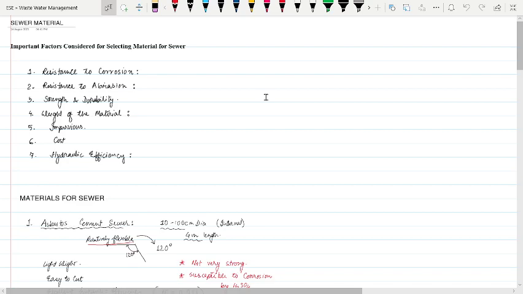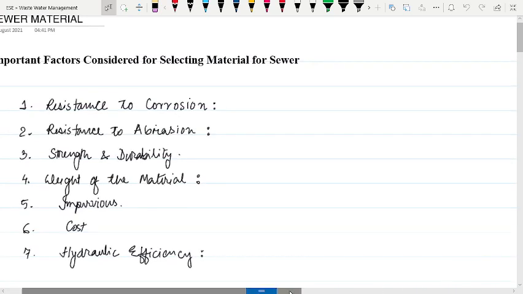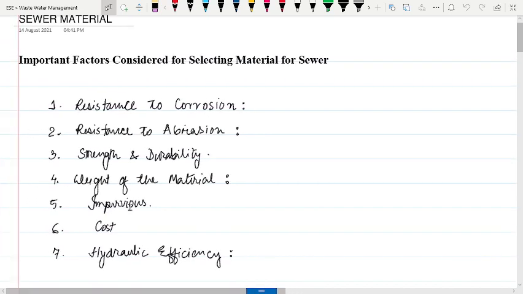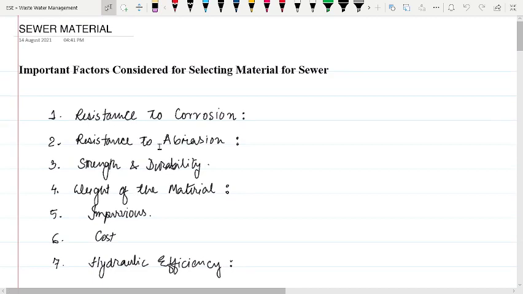Here we were discussing sewer materials. Whenever we are considering any kind of sewers, obviously we have to build them with the help of some materials. While considering those materials, there are various properties we need to check to see whether those materials are good or bad, or useful for our specific sewer requirements. That is why these factors are considered. So what are these factors?